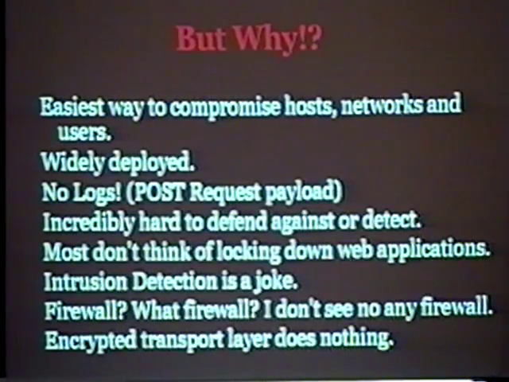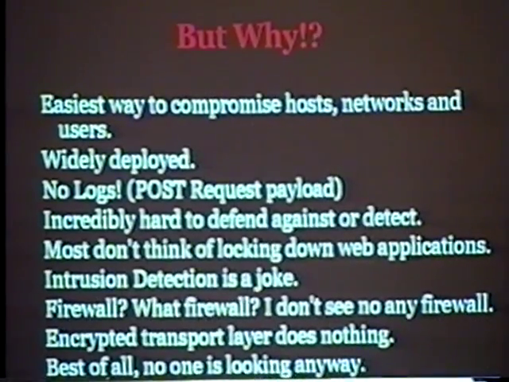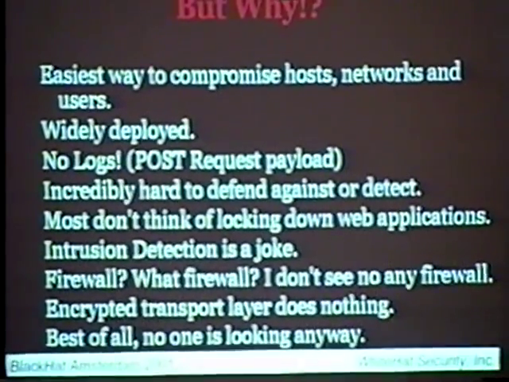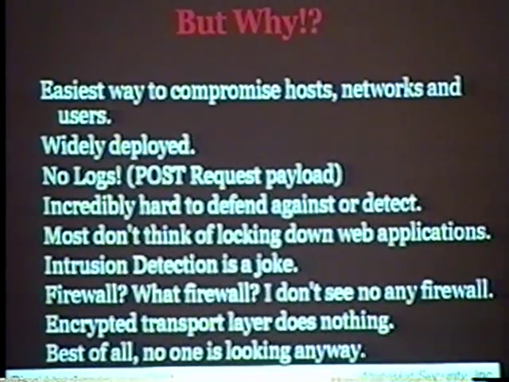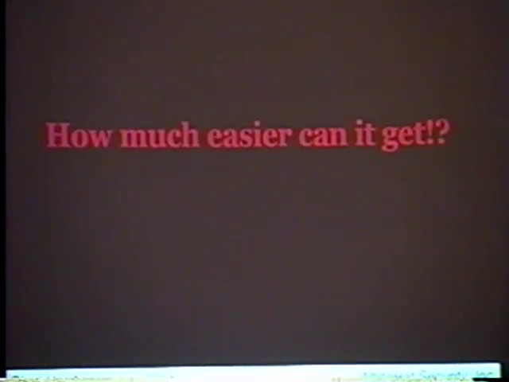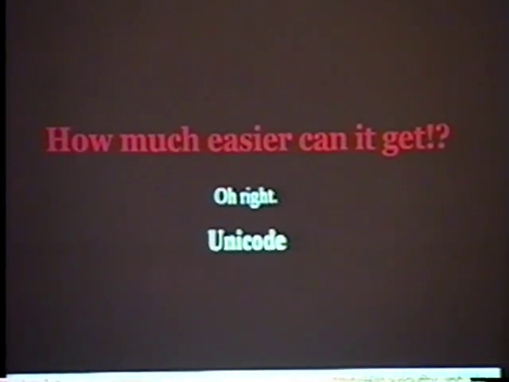Encrypted transport layer does nothing. It's just encrypting whatever you send across. It doesn't tell you what you can and can't do. It's just encrypting the traffic as it goes along. And best of all, no one is looking anyway. How much easier can it get? All these things put together make for a very secure and very dangerous environment, but there's always Unicode, and if you're still vulnerable to Unicode, may God have mercy on your soul.